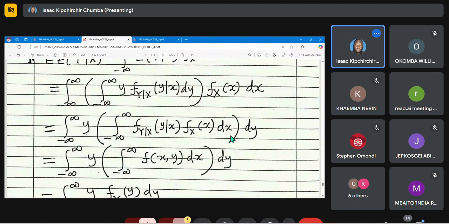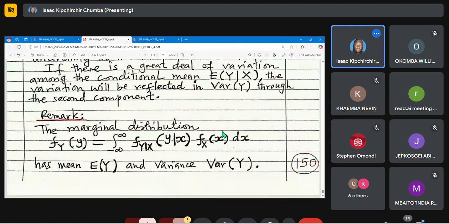Now, if you relate the two, when you are dealing with just E(Y) and Var(Y), you are actually talking about the marginal of Y. Associated with this marginal of Y are its statistical properties: its mean E(Y) and its variance Var(Y). Those are its statistical properties.